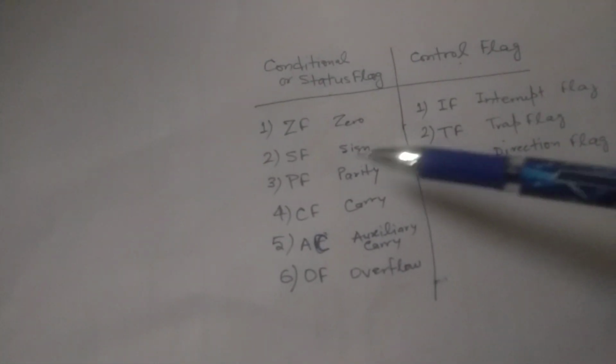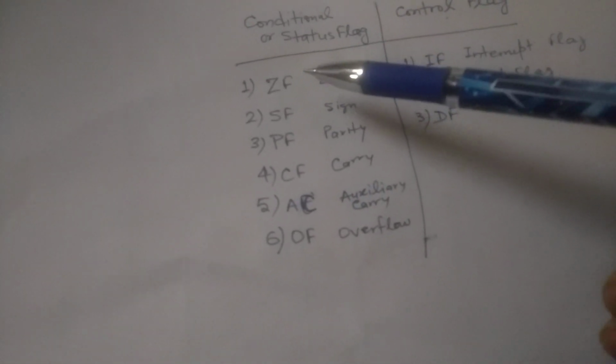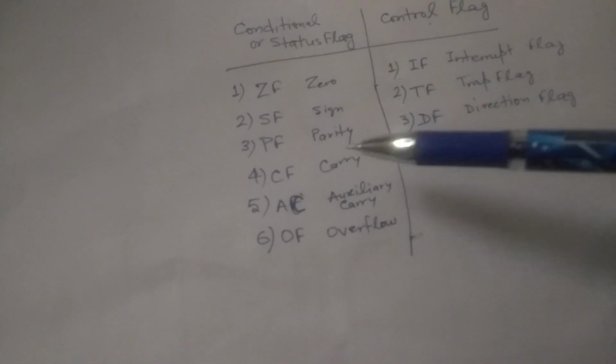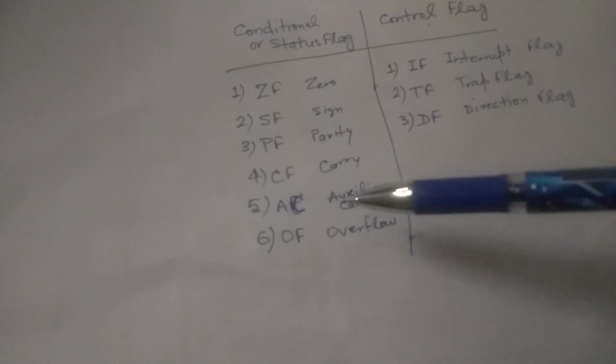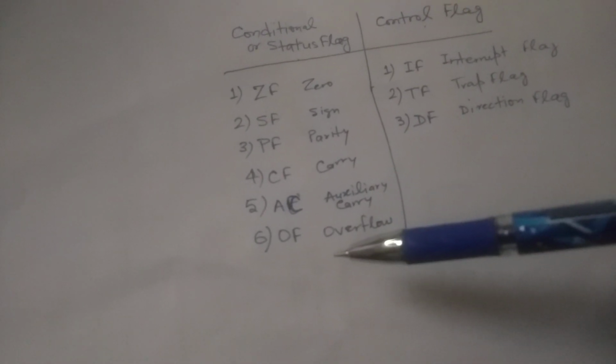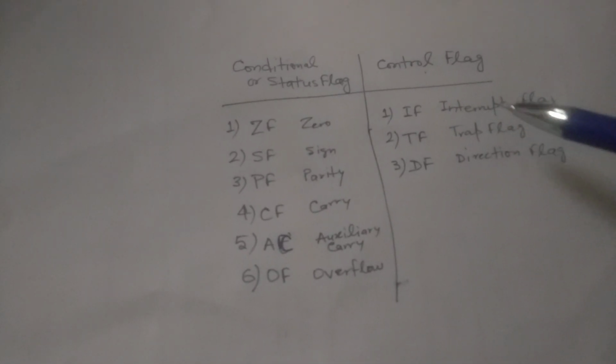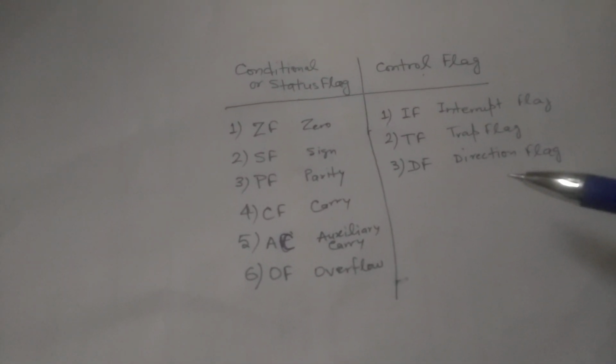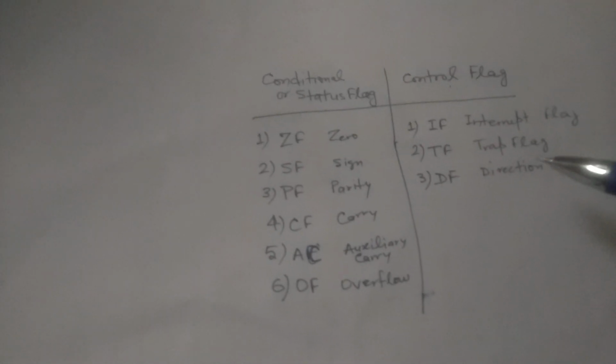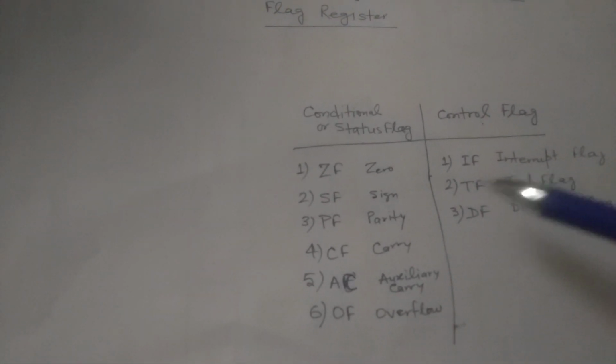What are the 6 different conditional flags? These are zero flag, sign flag, parity flag, carry flag, auxiliary carry flag and overflow flag. And what are the 3 different control flags? These are interrupt flag, trap flag and direction flag. So one by one we will discuss each flag.